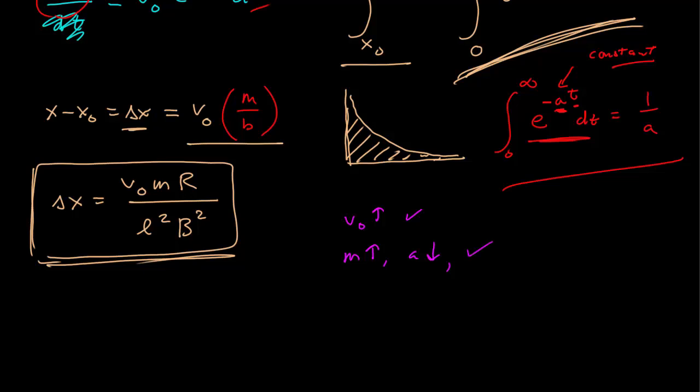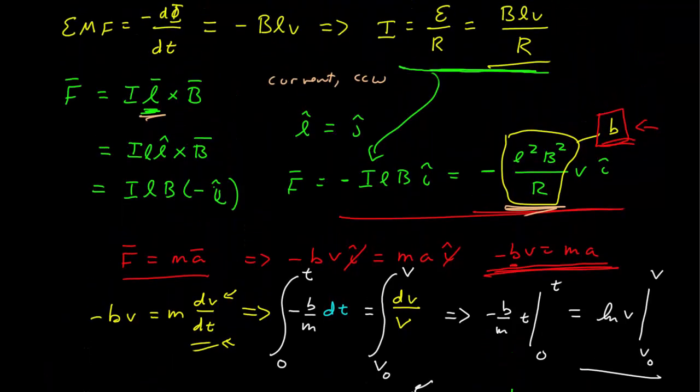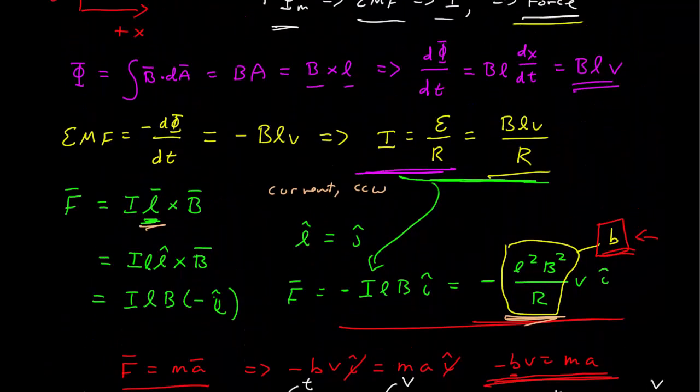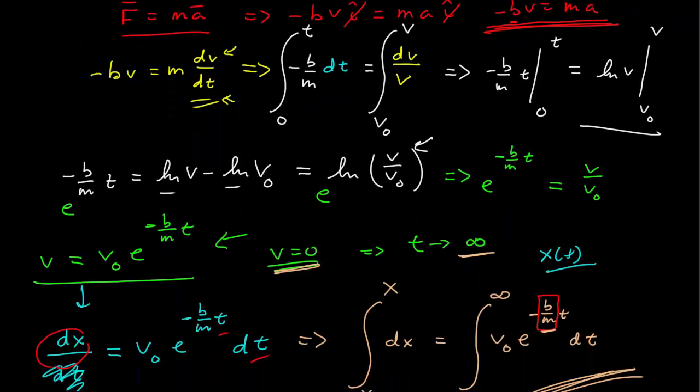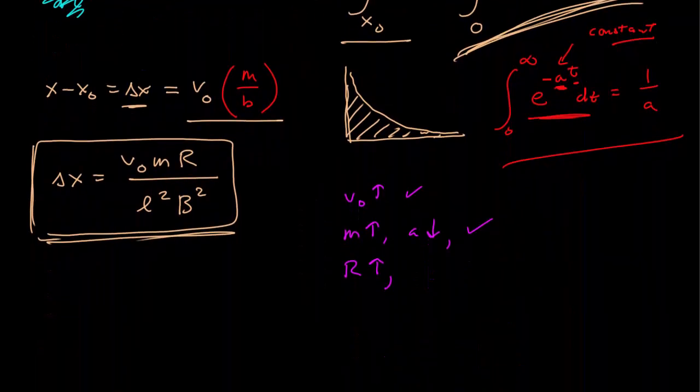What about the resistance increasing? If the resistance increases, then the current drawn is less, so I goes down. If I goes down, the force goes down, and if the force goes down, the acceleration goes down, and then the distance before it stops gets larger, so that makes sense too.